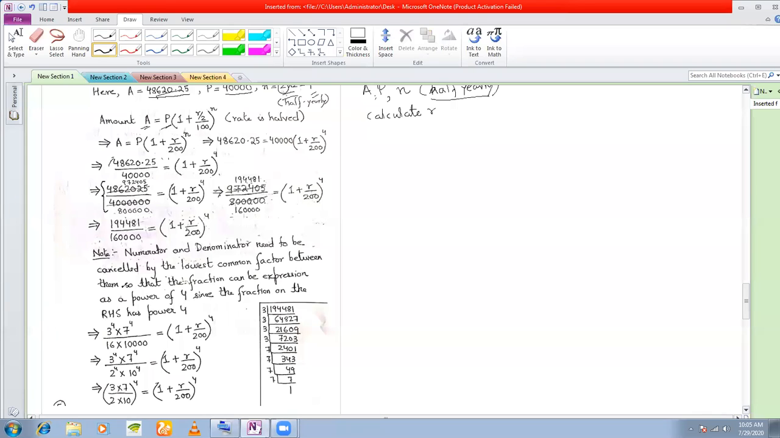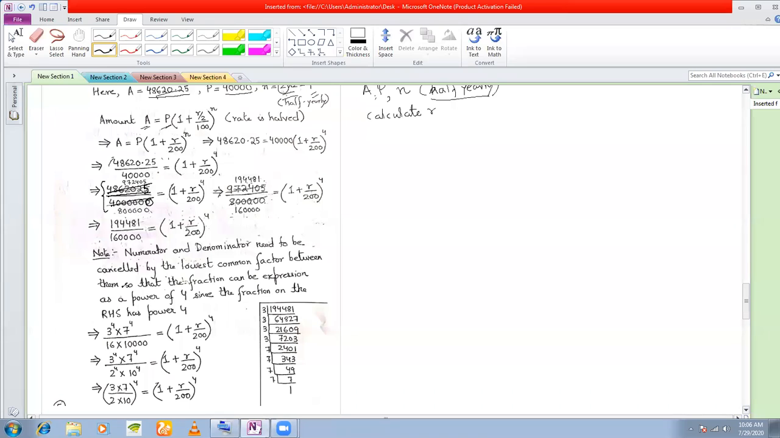Lowest common multiple. If you see between these two, what is the lowest common multiple? This number ends in 5, this number ends in 0. So you know that the lowest common multiple has to be 5. You can cancel with 15 also, maybe you can cancel with 25 also, but you will not cancel with them if you know that the lowest common multiple between them is 5. So you cancel with 5.